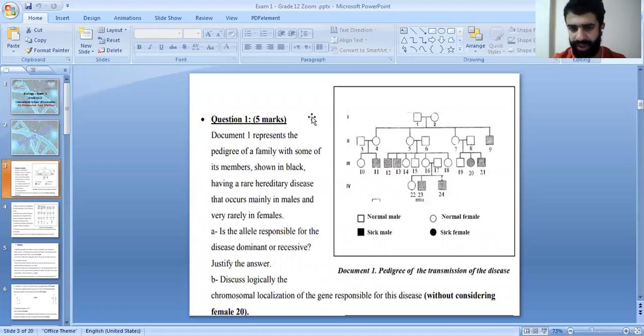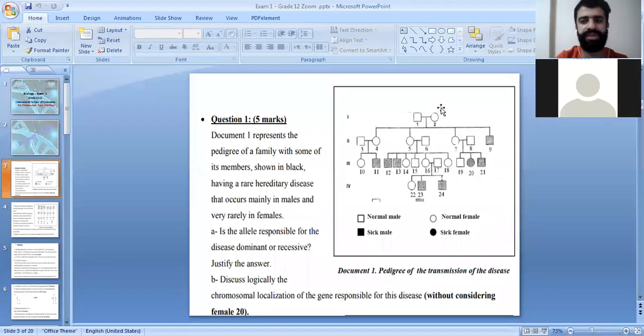Let's have a look at the pedigree. 1-1 and 1-2 are normal, but they gave birth to 2-9, who is affected. So this affected person has normal parents. So the allele coding for the disease was masked in the parents. This is the most important word you have to say here, the key word: it's masked. So the allele of the disease is recessive with respect to the normal dominant allele. This is the first part.